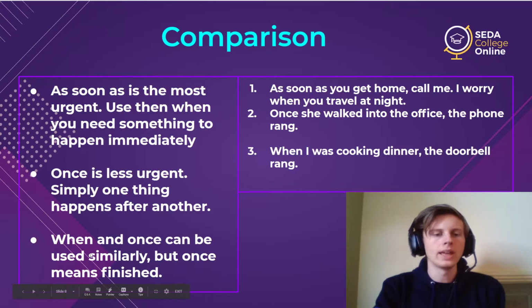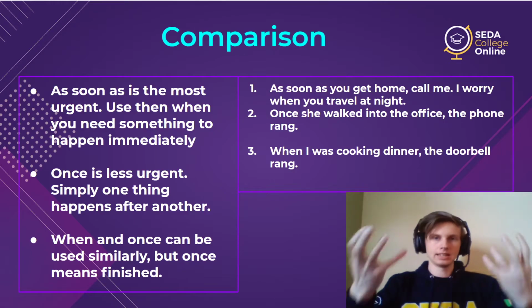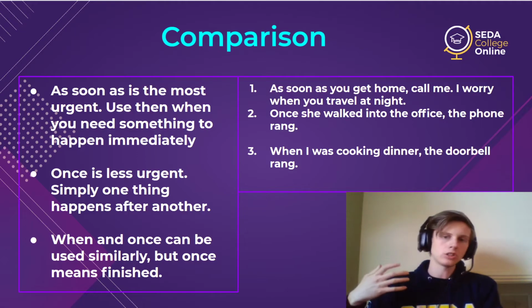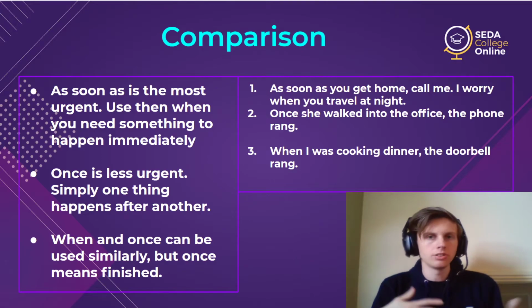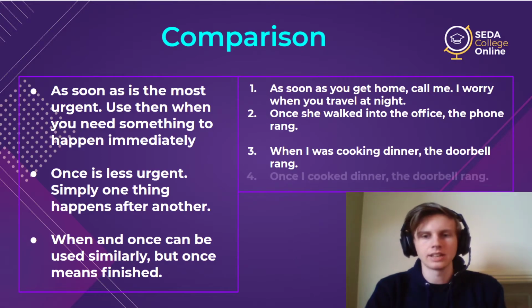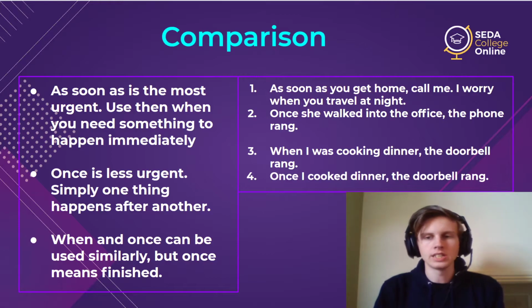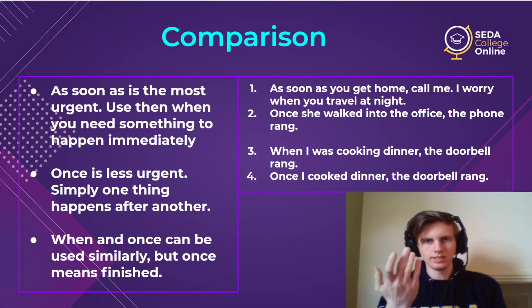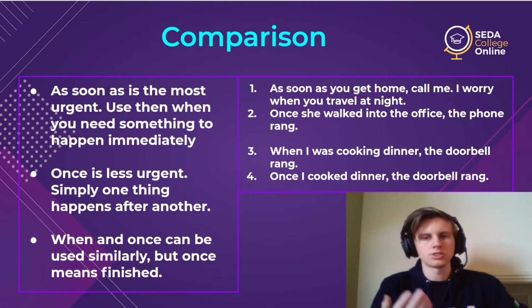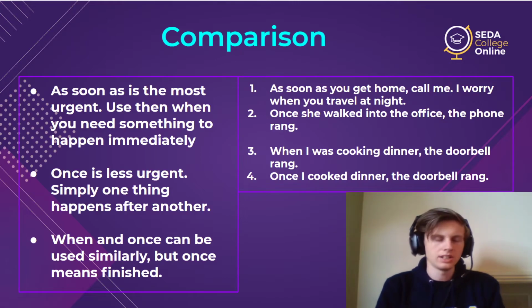So then let's look at when and once together. Let's compare for this one. When I was cooking dinner, the doorbell rang. So this just means they're happening together. Cooking is happening and the doorbell rings, ding dong, at the same time. Neither is finished, both are happening together. Whereas if I say, once I cooked dinner, the doorbell rang, this one means once I do this, this is finished, then I will do this. So once I cooked dinner, dinner is done, dinner is finished, then the doorbell rang. So that's a small difference between the two.